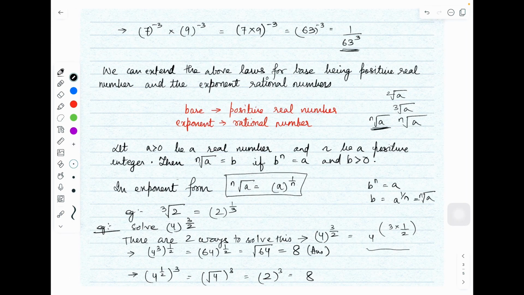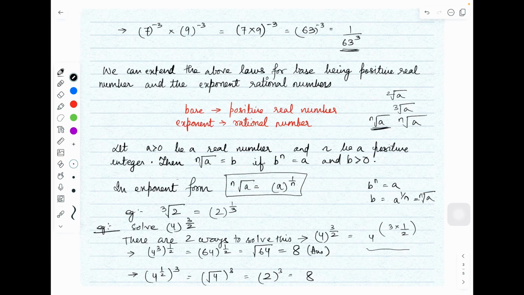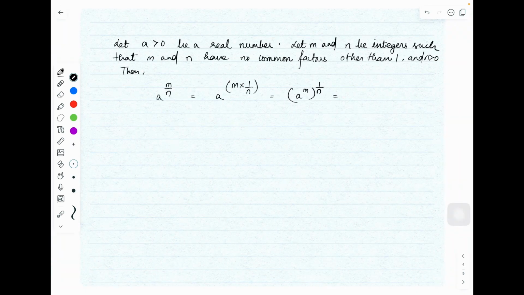I already did this thing. I am again telling you, a to the power m into 1 by n. So if you write a to the power m first, this can be written as a to the power m to the power 1 by n. And you know 1 by n means nth root of that number. So this becomes nth root of a to the power m. Or you can write the same thing again, if you take 1 by n inside first, a to the power 1 by n to the power m.